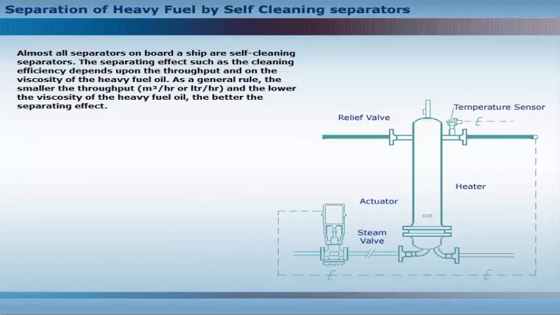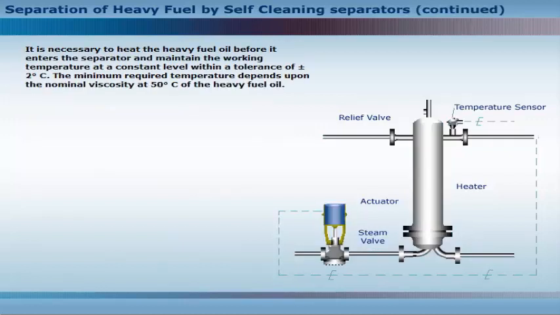The separating effect, such as the cleaning efficiency, depends upon the throughput and on the viscosity of the heavy fuel oil. As a general rule, the smaller the throughput and the lower the viscosity of the heavy fuel oil, the better the separating effect. It is necessary to heat the heavy fuel oil before it enters the separator and maintain the working temperature at a constant level within a tolerance of plus or minus 2 degrees Celsius.